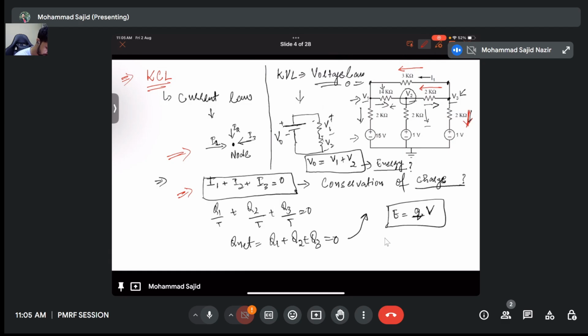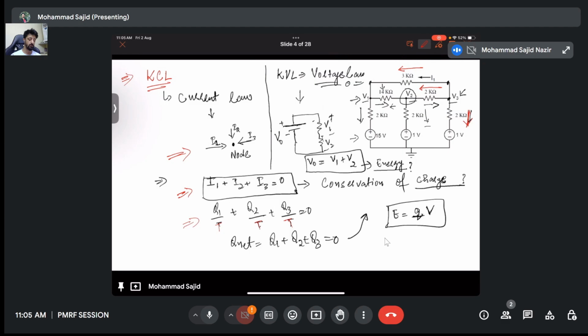Because for the same amount of time, see this equation, Q1, Q2, and Q3 charges are flowing from three terminals for the same amount of time. So we see that Q1 plus Q2 plus Q3 has to be equal to 0 from the conservation of charge, because charge can neither be created nor destroyed. So this was about KCL.